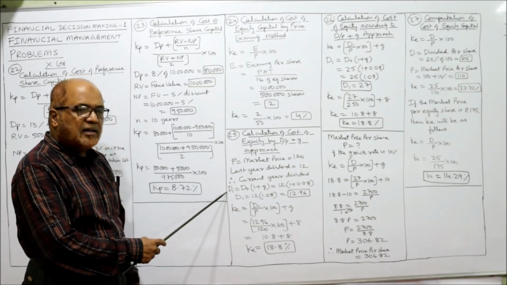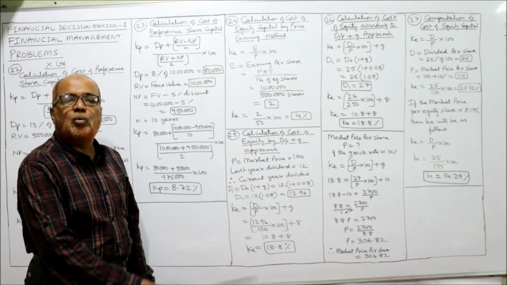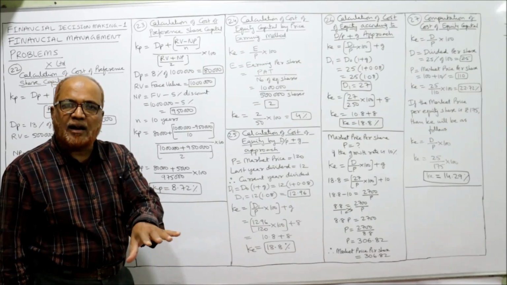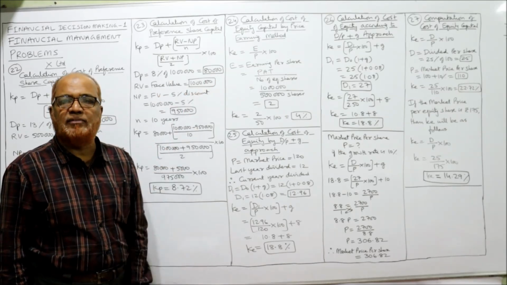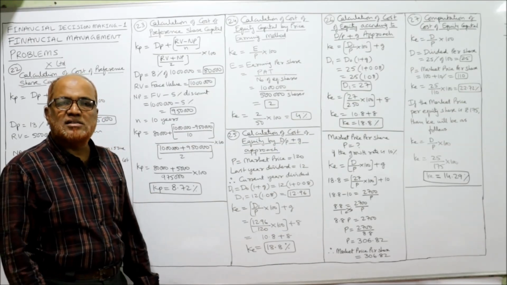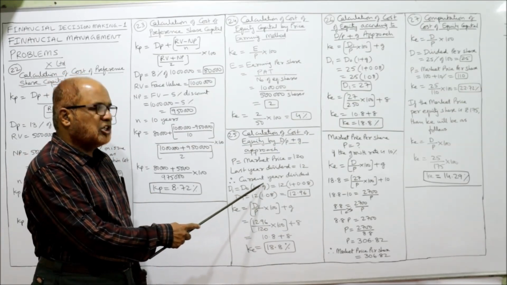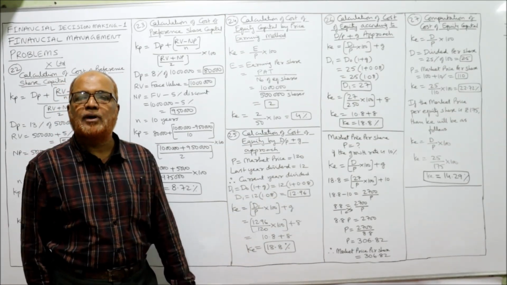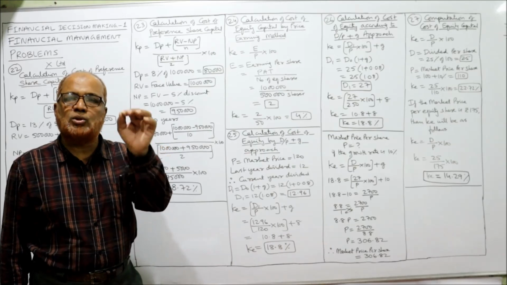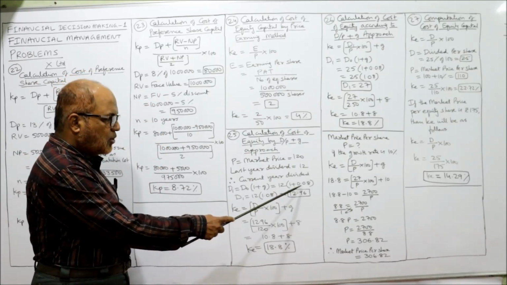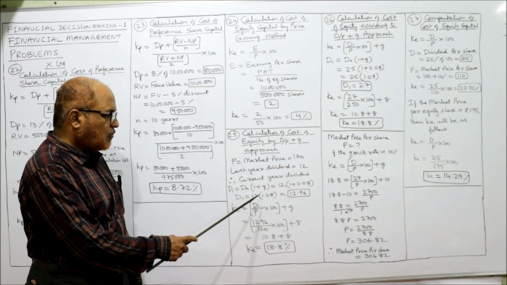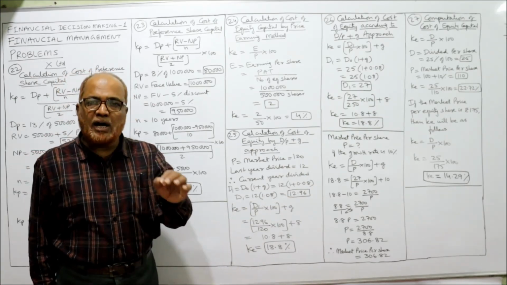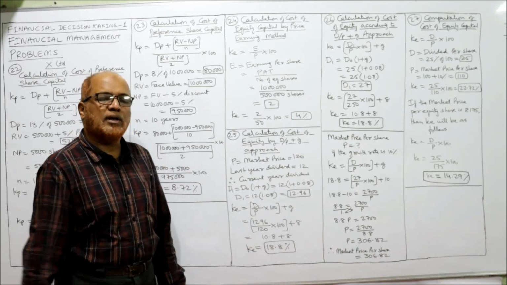So how to find out current year dividend D1? D0 into 1 plus g. Remember the formula: D1 is current year, D0 is last year dividend. So current year dividend is equal to last year dividend into 1 plus g, right? So 12 into 1 plus 0.08. Growth rate 8%, so 8 by 100, you will get 0.08. So 12 into 1.08, you will get 12.96. So current year dividend D1 is 12.96.